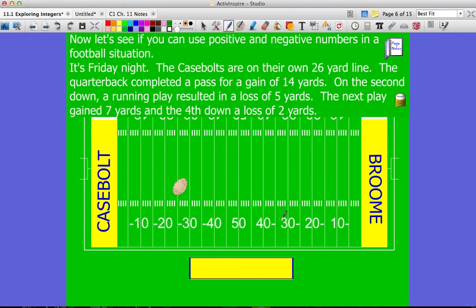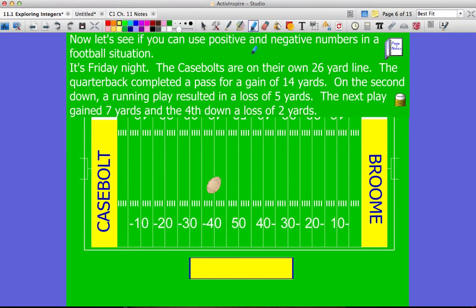So let's take this chance to go for an example. It's Friday night. The K-Splits are on their own 26-yard line. The quarterback completed a pass for a gain of 14 yards. On the second down, a running play resulted in a loss of 5 yards. So the first play was a gain of 14, and the second was a loss of 5. So we went backwards. The next play gained 7 yards, and then the last lost 2 yards.